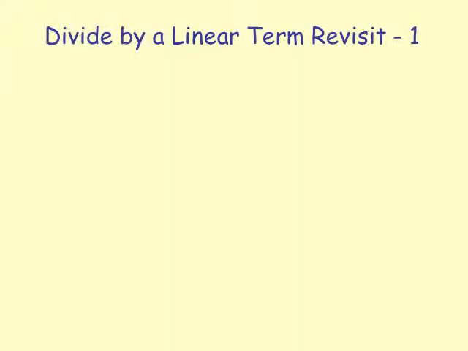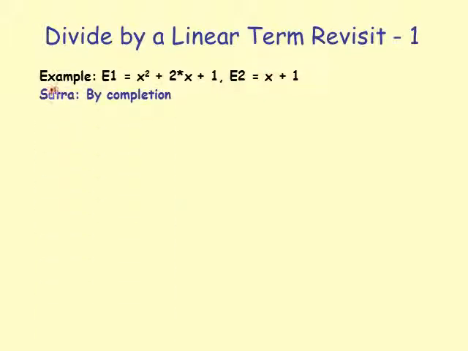Let's revisit that. Again, E1 is x squared plus 2x plus 1, and E2 is x plus 1. We'll use sutra by completion. What are we going to complete? Multiples of the divisor. Remember we have to subtract out groups, make up groups of the divisor, see how many groups we have, and we would do the same thing here.